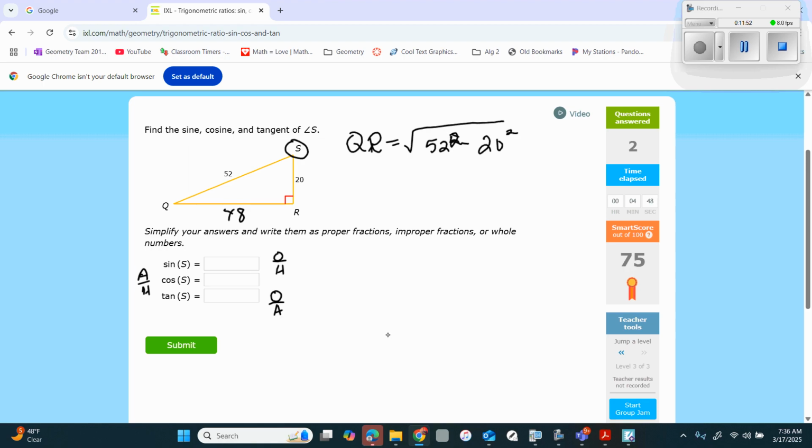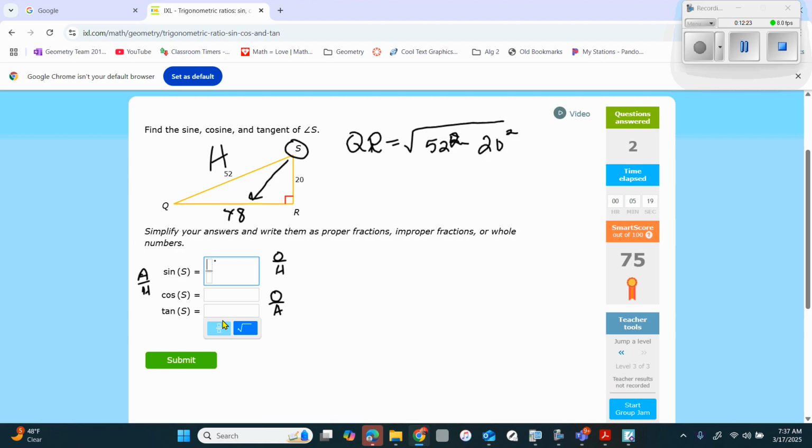So if I'm doing opposite over hypotenuse, the opposite of the S is actually this 48. Hypotenuse is always opposite the right angle. So opposite here is our 48 over the 52. They want the simplified answer. Let me get to my fraction thing. Click, put the cursor there. This will reduce to 12 over 13.